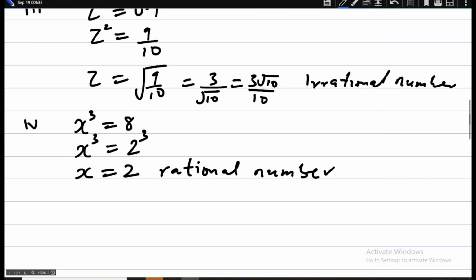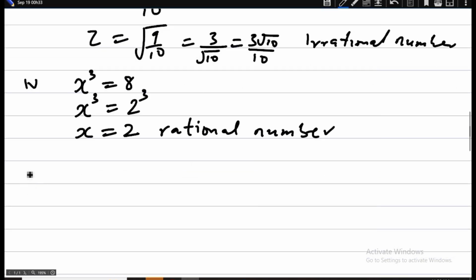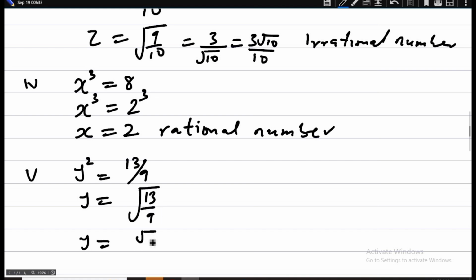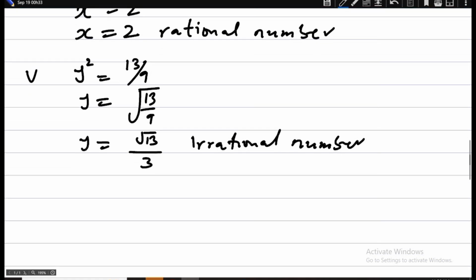Okay, we go to question number V. For question number V, we are given that y squared is equal to 13 over 9. So we see that y is equal to the square root of 13 over 9. So y is equal to the square root of 13 over 3, because the square root of 9 is 3. So this one is equally an irrational number. So we move to question number 2.